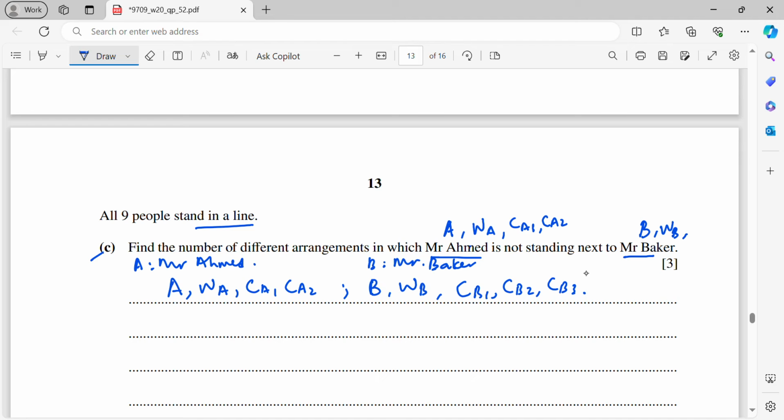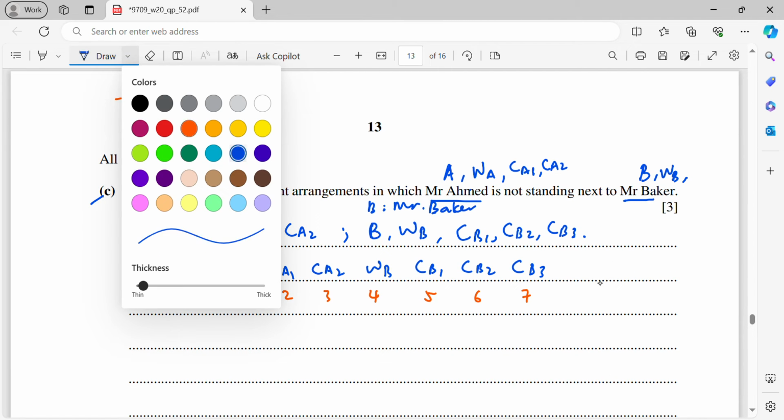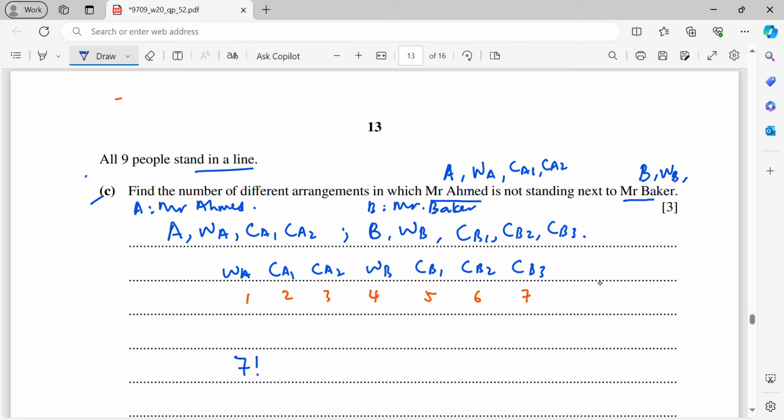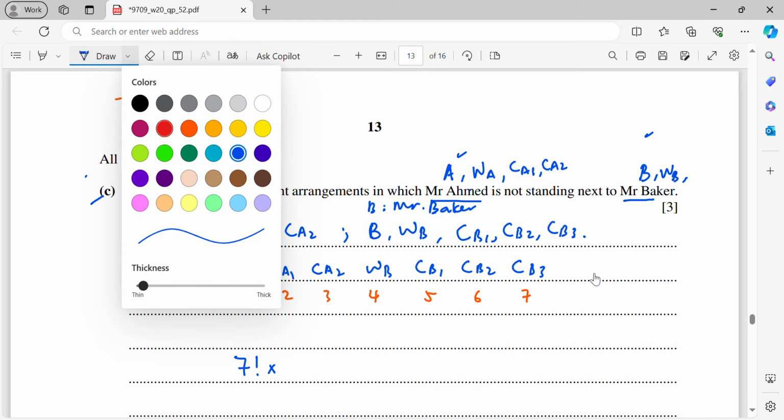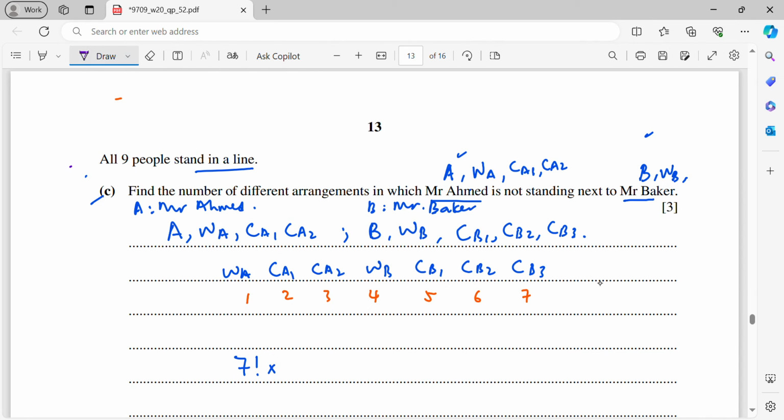That means I will arrange the rest. So I will arrange WA, CA1, CA2, then WB, CB1, CB2, CB3. So from here, basically you are arranging 7. I arrange these 7 first. That means it will be 7 factorial, followed by arranging Ahmed and Barker. For Ahmed and Barker, I have a few choices. It can be in any of the arrows for the A and B.